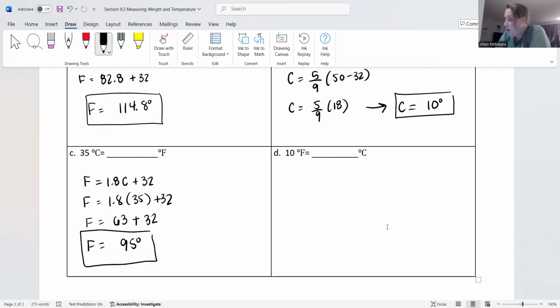All right. One more, and then we are done with this section, this chapter. Pat yourselves on the back. You got through your first chapter. Nice work. All right, we have 10 degrees Fahrenheit. We want to convert this to degrees Celsius.